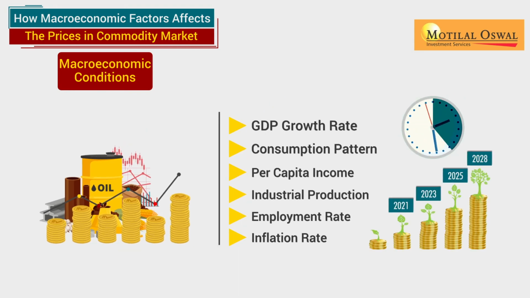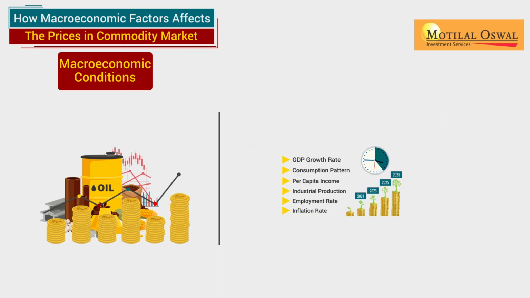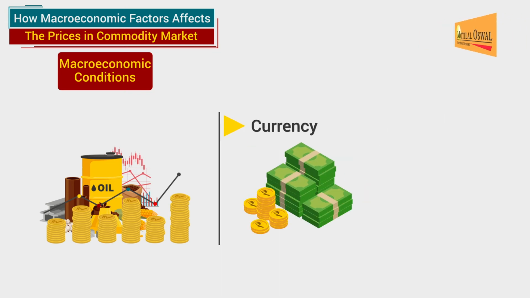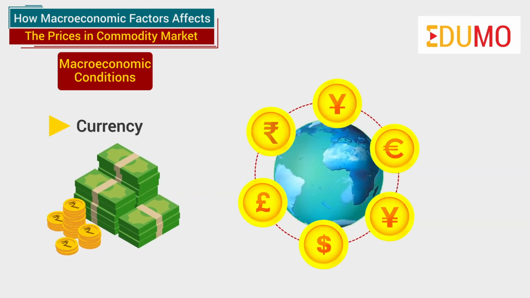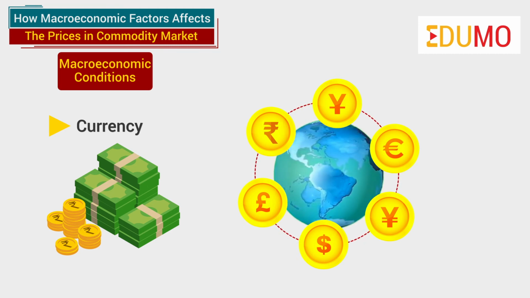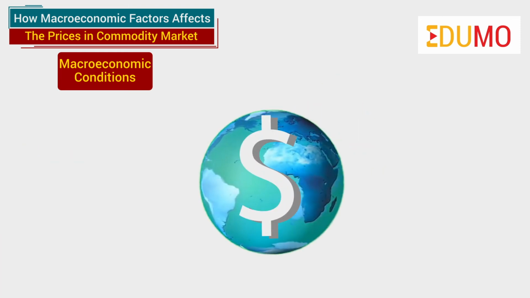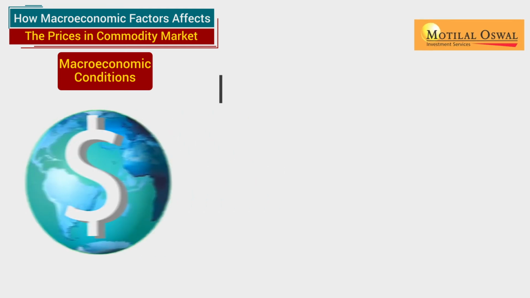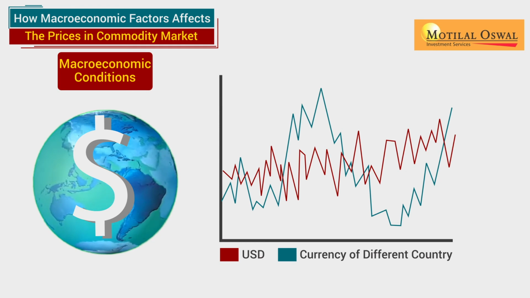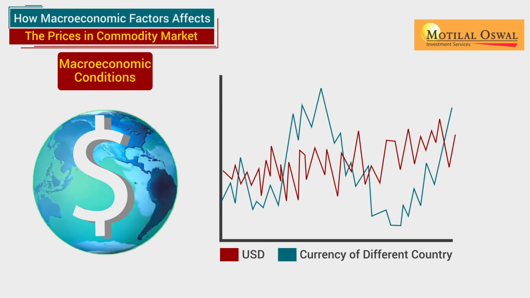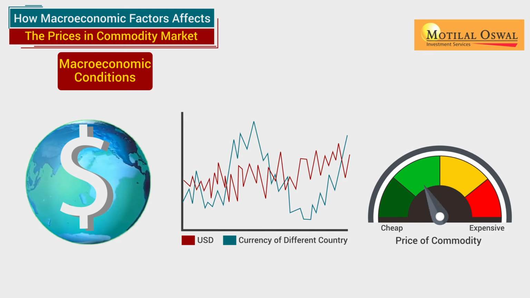One more important factor that affects commodity prices is currency. Comparative movement in the value of a currency of a country in relation to major global currencies has an indirect impact on the end user prices of commodities. Most of the commodities are traded in US dollars globally. So, when the currency of a particular country appreciates or depreciates against the USD, the price of the commodity in that particular country becomes cheaper or expensive, as the case may be.